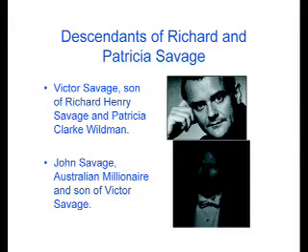Now, what had happened was the son of Victor Savage was in fact John Savage, an Australian millionaire. And you'll see there's a photo near the bottom. I'm dreadfully sorry about the quality of it, but it's actually from the 1930s issue of the Globe newspaper from London, during his last visit to England just before he died.